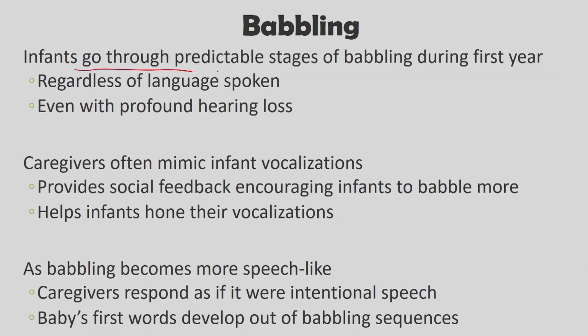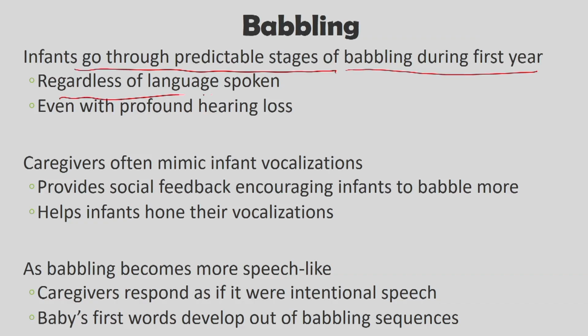Infants go through predictable stages of babbling during the first year. Babbling is the same moo coo sound that the infant is producing, and how this babbling actually leads to the production of speech is what we are going to learn here. This is true regardless of the language spoken, even with profound hearing loss. So, you have something called stages of babbling.